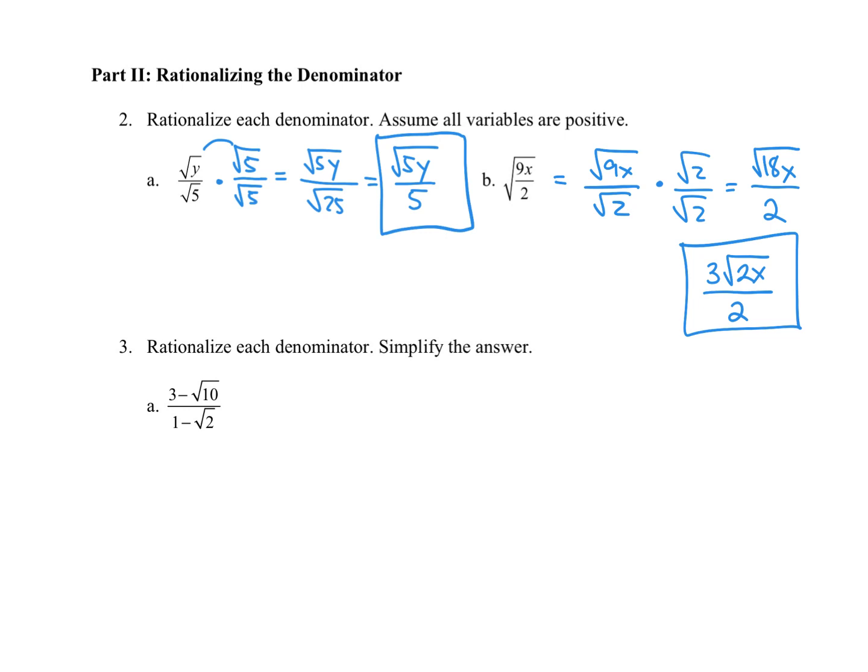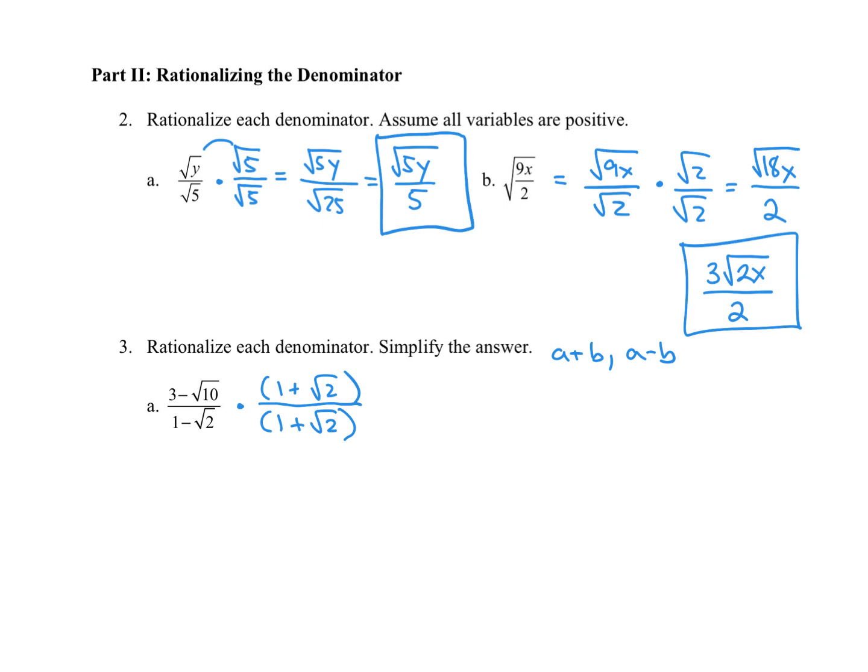Now, in this next example, we have a binomial in the bottom that has a radical. So we need to multiply by the conjugate of the expression in the denominator over itself. So I'm going to multiply this by 1 plus the square root of 2 over itself, which again is just 1. So a conjugate, remember, is when you have a binomial in the form a plus b, the conjugate is a minus b. You just change the sign in the middle to the opposite.